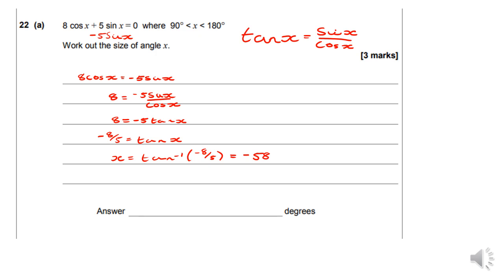Now, it does want it between 90 and 180, so I've just got to consider my tan graph for a second. So my tan graph looks a little bit like this. It's positive in the first quadrant, and that's 90, 180, 270, and 360. I only need to go up to 180, don't I? So I'm not that interested in that. And then it comes in negative here. So it's this negative that I'm interested in.